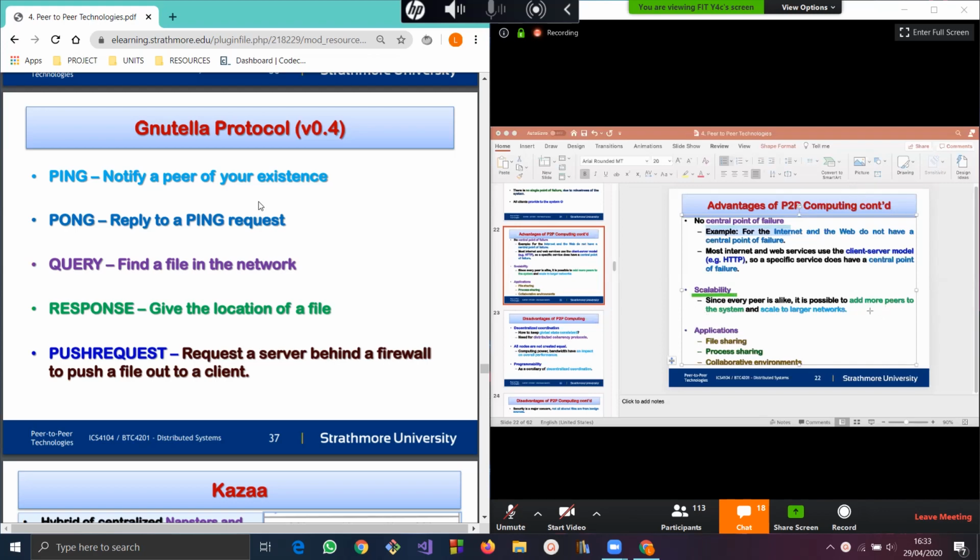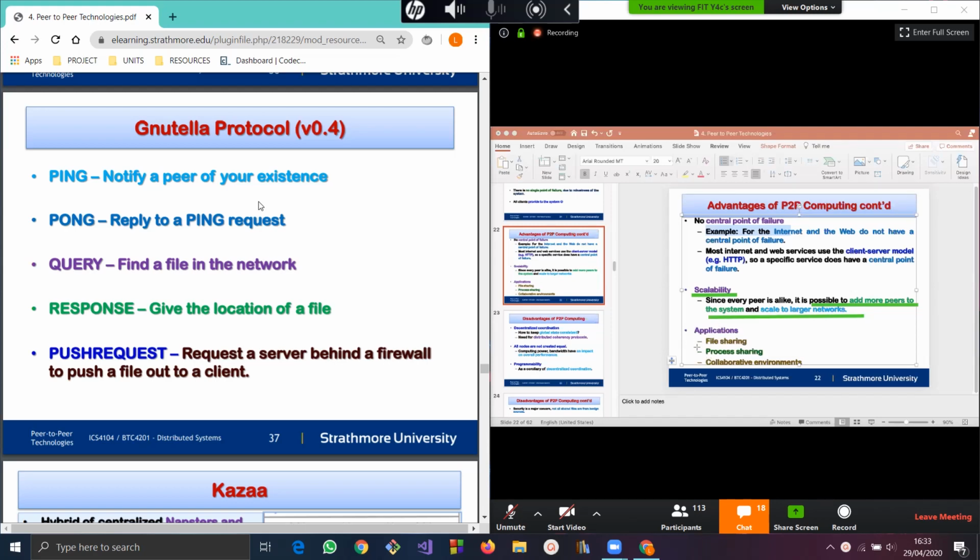Scalability: of course, we can add more peers to the system and scale to larger networks. Remember the point we talked about earlier on the last slide, that each new node you add comes with computing power. So we add more peers, which means the system is now extensible. It can expand.